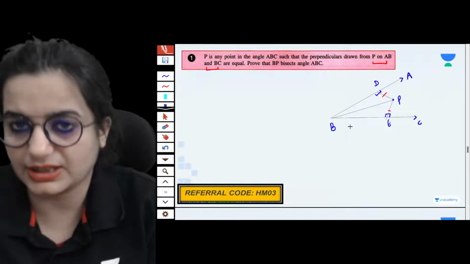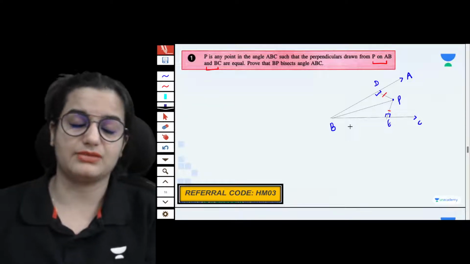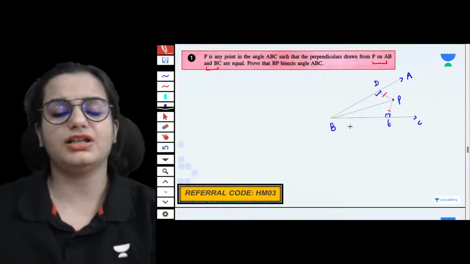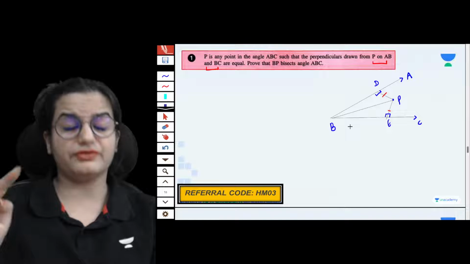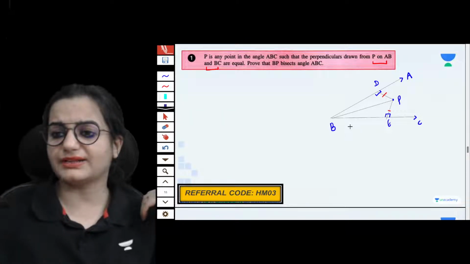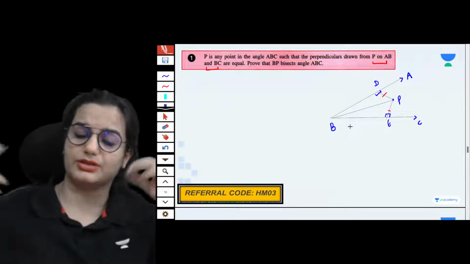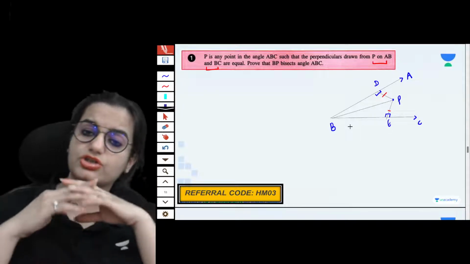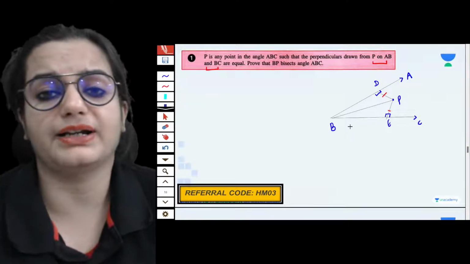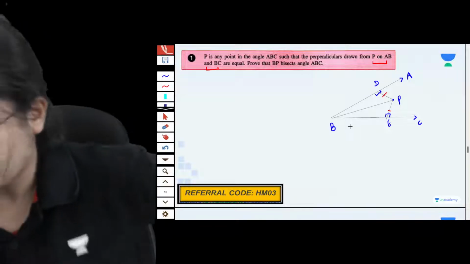What does bisect mean? It means the line bisects the angle into two equal parts. If I say it bisects the line segment, it means the line will divide the line segment into two equal parts. Every time, bisect means it divides into two equal parts. Is it clear to everyone till here?